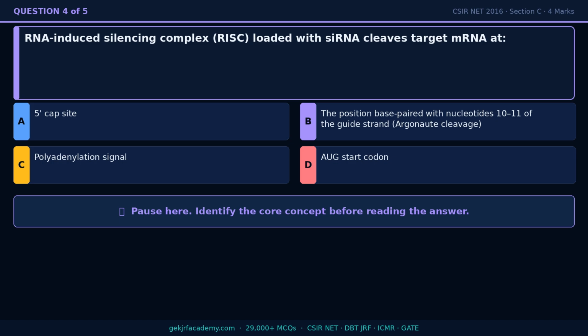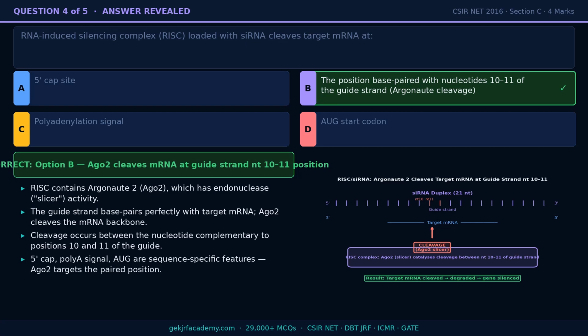Pause here. The siRNA is a 21 nucleotide double-stranded RNA with 2 nucleotide 3' overhangs. One strand, the guide strand, is loaded into RISC and base pairs with the target mRNA. Think about where, within that 21 nucleotide duplex, the catalytic subunit of RISC would make its cut. The correct answer is option B. Cleavage occurs at the position base paired with nucleotides 10 and 11 of the guide strand, catalyzed by Argonaute 2.